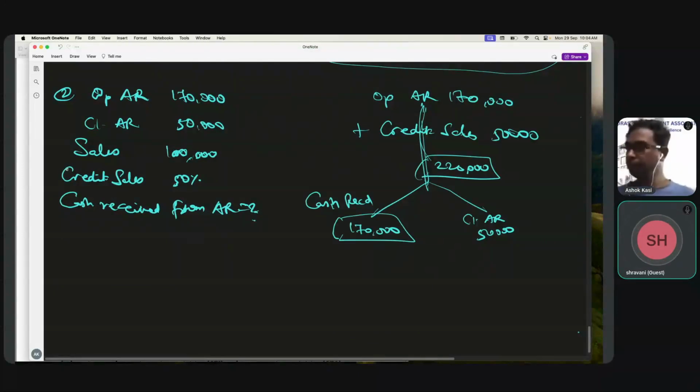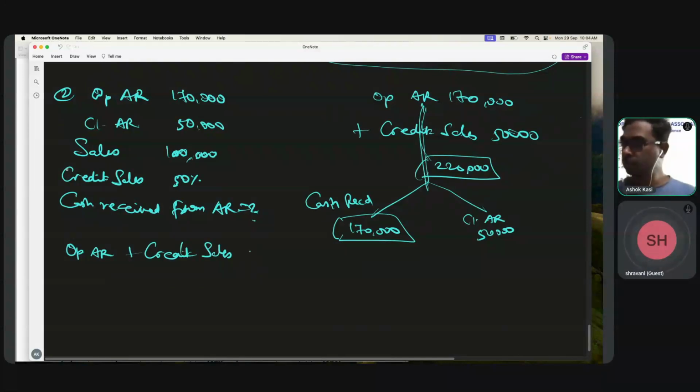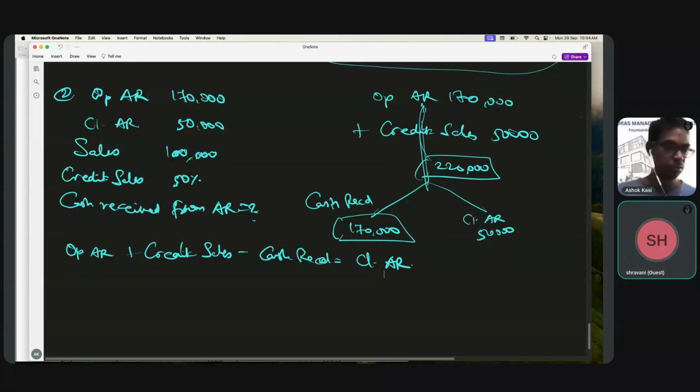Okay. So if you want again this in the form of an equation, opening account receivable plus credit sales minus cash received is equal to closing account receivable. Okay, sir.